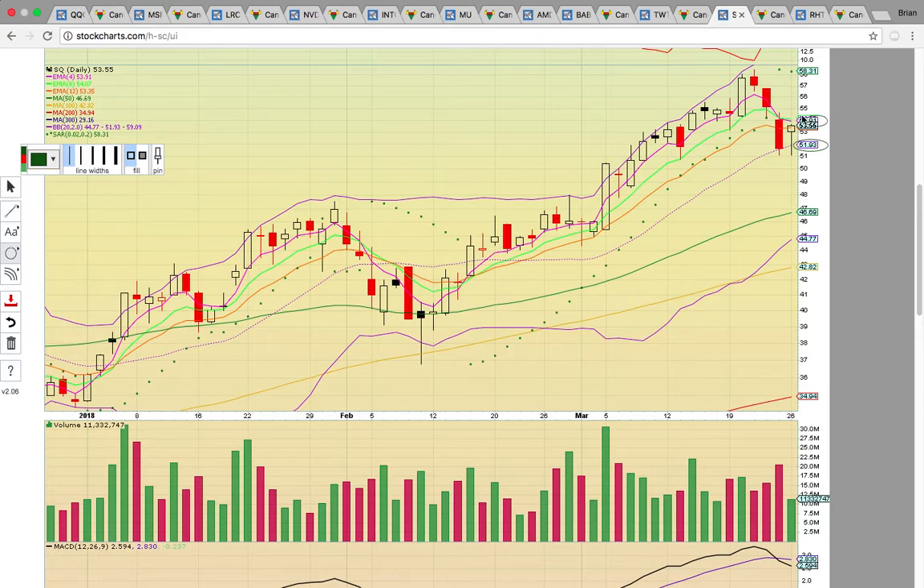Now it has to get back above EMAs 4 and 8. It has to break back above 54. So above 54 is going to be your signal that it wants to head higher, and then you're looking for a possible retrace back up to 58. If it fails to get above 54 and it drops below 52, that's going to signal downside risk.